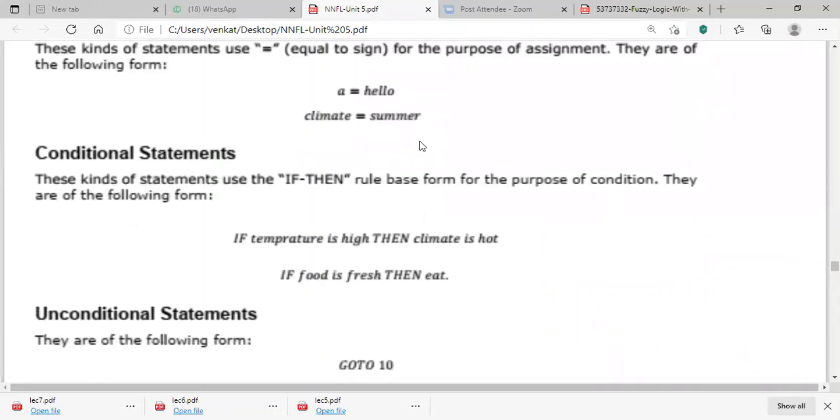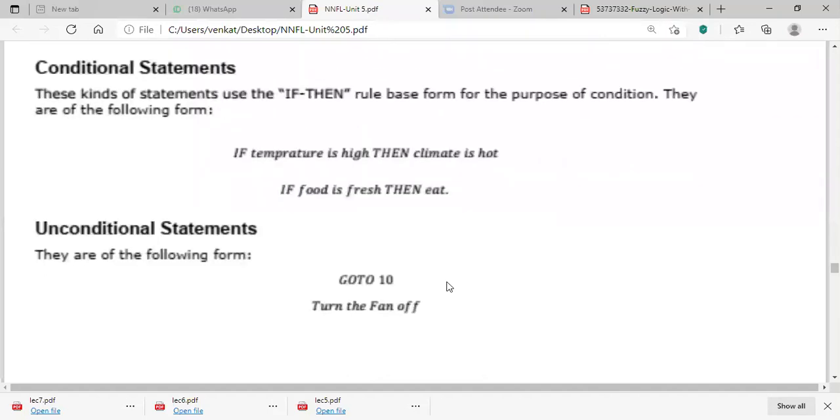Conditional statement. Second one. First one is assignment. Second one is conditional statements. This kind of statement uses if-then rule-based form for the purpose of condition. For example, if the temperature is high, then climate is very hot. If food is fresh, then eat. Okay, conditional statements. Next, unconditional statements.